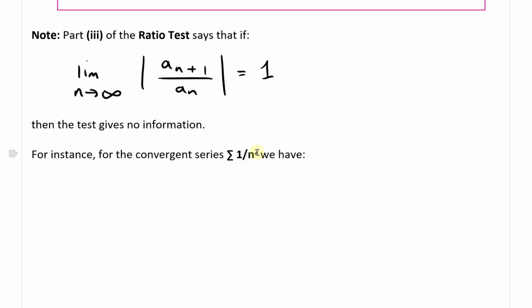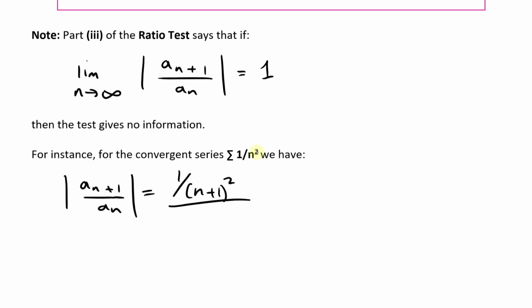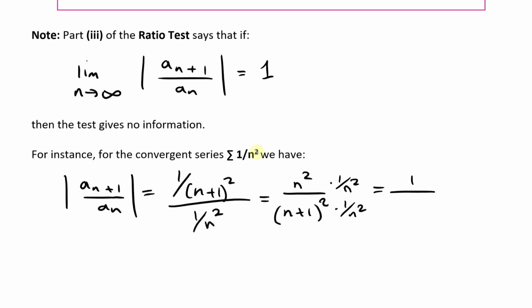If we take the ratio a_(n+1) over a_n, let's simplify the ratio before we take the limit. In this case, we have 1 over (n+1) squared over 1 over n squared, and we just move this over to the top. This equals n squared over (n+1) squared. Now I'm going to multiply the top and bottom by the highest power, which is n squared. So the top equals 1, and at the bottom we move it inside the bracket, so we have (1 + 1/n) squared.